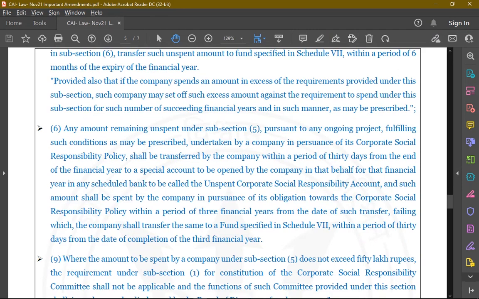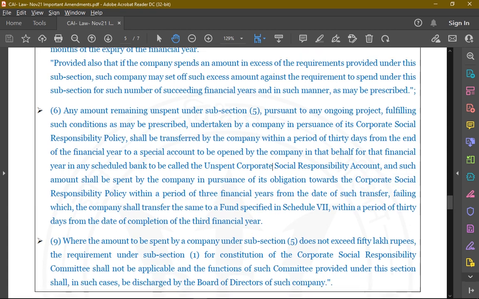Alright, so the section number 6 says that only. It says that in case of any ongoing project fulfilling such conditions undertaken by the company in pursuance of its CSR policy, then such remaining unspent amount shall be transferred by the company within a period of 30 days from the end of the financial year to a special account to be opened by the company in any scheduled bank, called the unspent CSR account. Further it says that such amount shall be spent by the company for that particular project within what period? Within 3 financial years from the date of such transfer. So this paragraph is important.